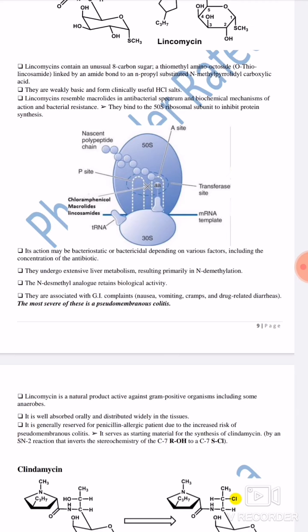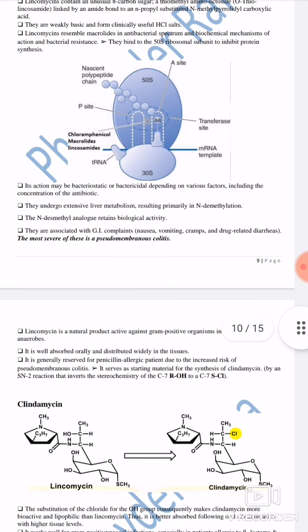They undergo extensive liver metabolism, resulting primarily in N-demethylation, and the N-demethyl analog retains biological activity. They are associated with GI complaints like nausea, vomiting, cramps, and drug-related diarrhea. The most severe of these is pseudomembranous colitis.